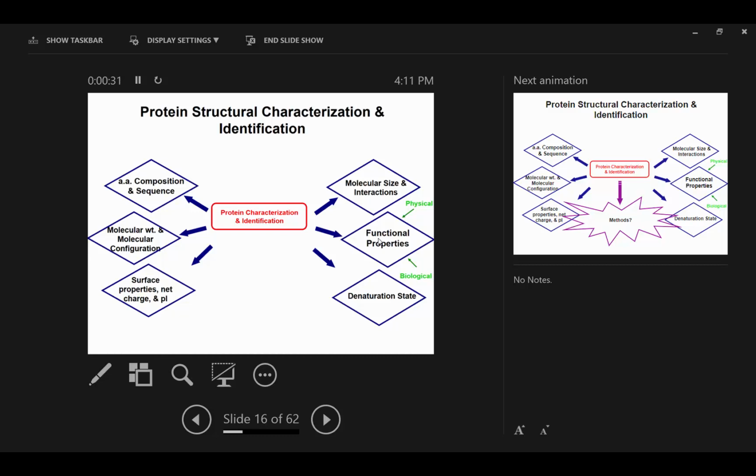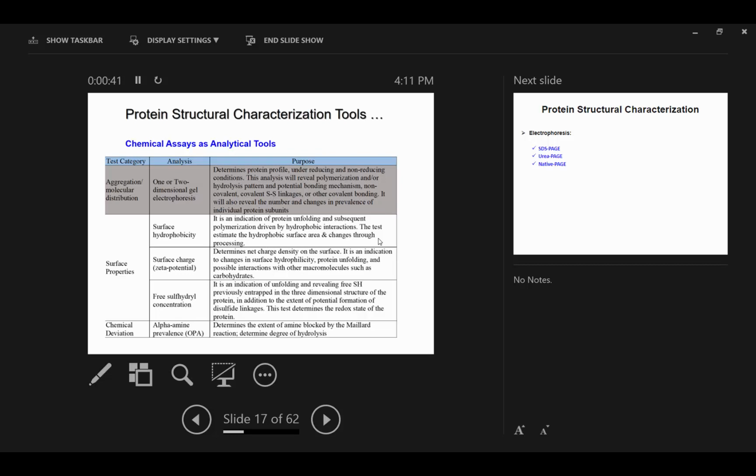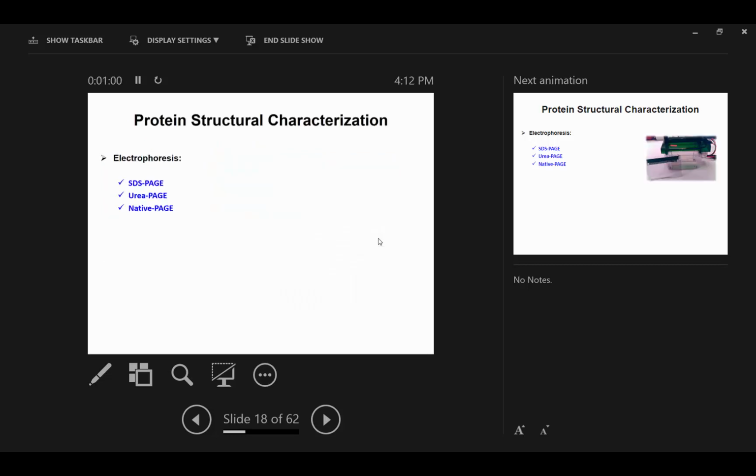Okay. So we talked about different protein characterization methods, and just to refresh your memories, we started with the SDS-PAGE, or the polyacrylamide gel electrophoresis, that will allow you to see different components within the protein. If the protein has been hydrolyzed, which component was hydrolyzed. If the protein has polymerization going on, to see that as well. And we talked about different forms.